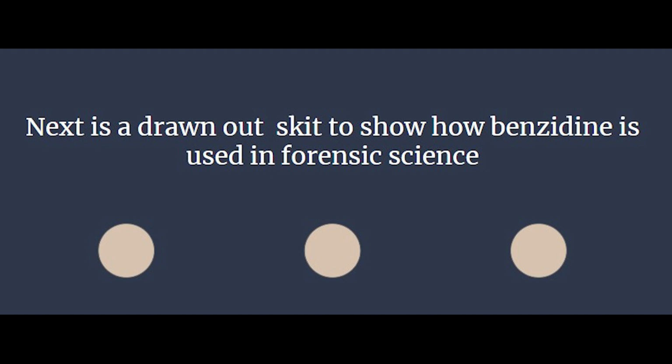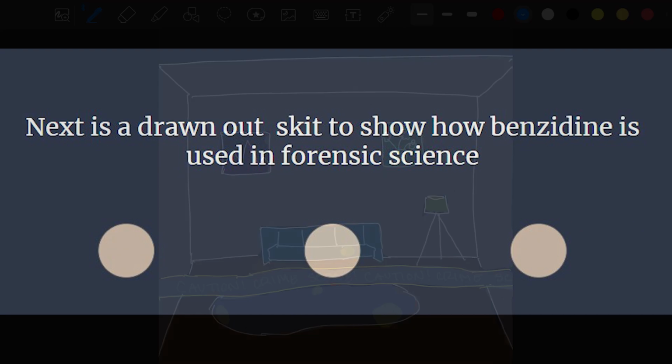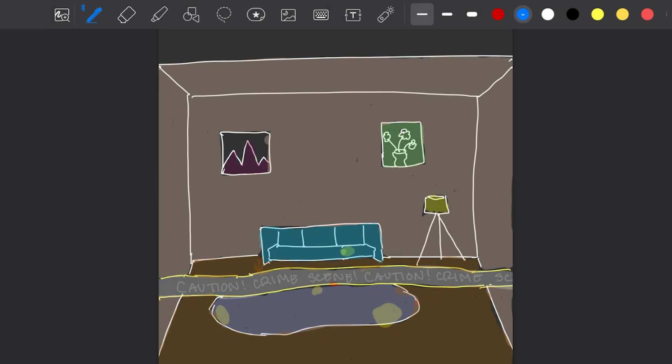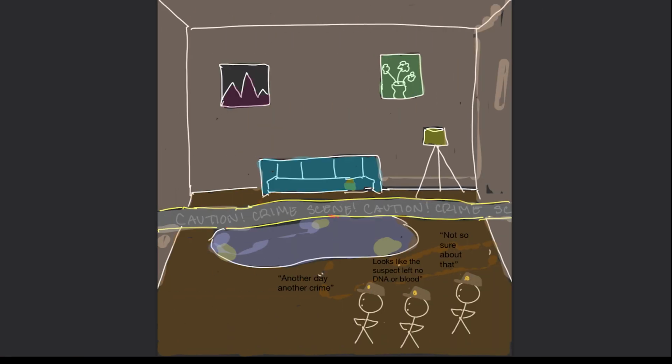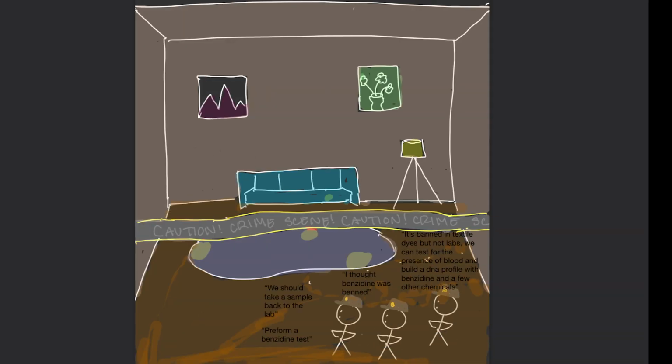Next is a drawn-out skit to show how benzidine is used in forensic science. The first scene is the set of a crime scene in a house. Then enter 3 police, with one saying, "Another day, another crime." The next one says, "Looks like the suspect left no DNA or blood." And then the last one says, "Not so sure about that."